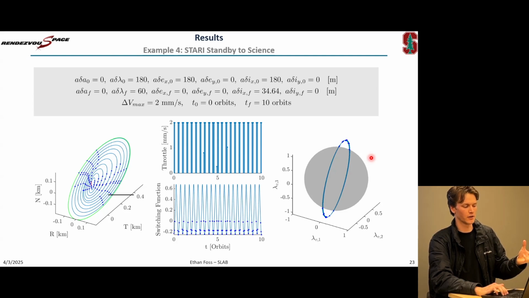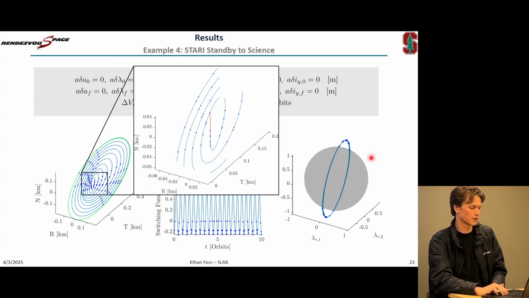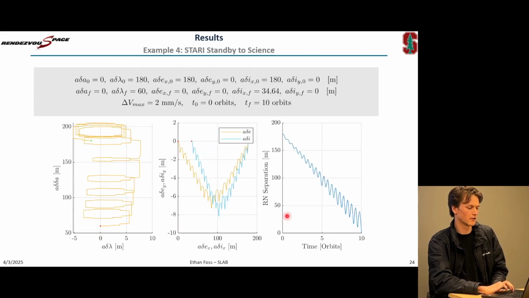So this is obviously not ideal, and you want to ensure that you have a control framework that can generate highly accurate solutions and also does not violate the minimum RN constraint for too long. So we can see from this perspective that the RN separation actually decreases fairly linearly. And at the very end, our RN separation is above like 20 meters for almost the entire transfer, which is good. This means we're not violating safety until the very moment that we need to violate safety.